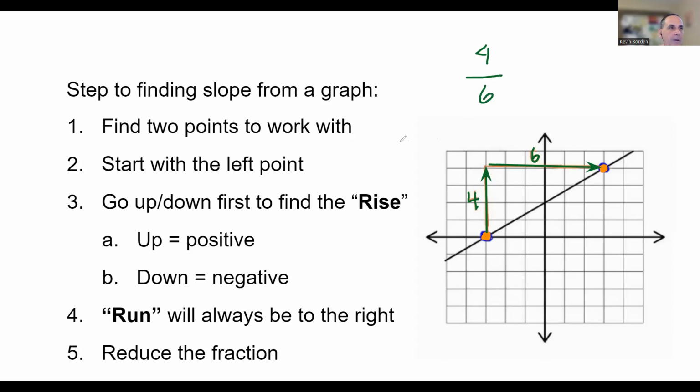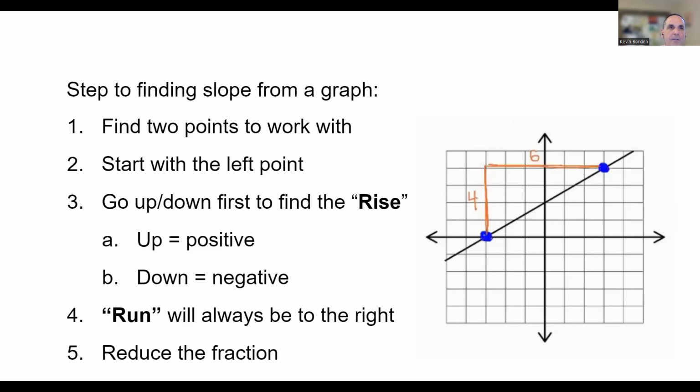So we set that up. The run will always be to the right if we start with the point on the left, and therefore it will always be a positive number. The number on top will be negative if we have to go down first, and that will give us a negative slope. Then the last step is that we want to reduce that fraction if we can to give us the best possible answer. 4 over 6 reduces to 2 over 3. So the slope of this line is 2/3.